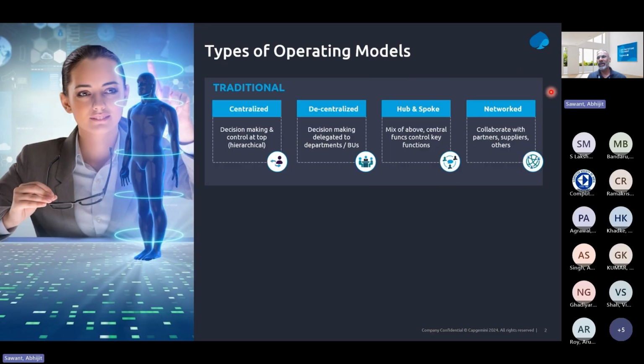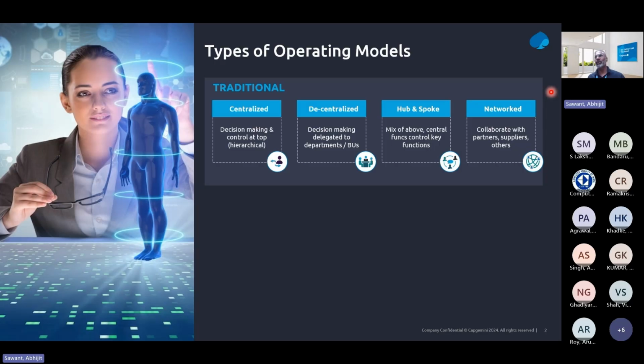And then, of course, the network model is something which you would see, which is common in all the three: centralized, decentralized, as well as hub and spoke. What it means is you are largely interacting with a lot of partners, suppliers, vendors out of the ecosystem. Naturally, most of the organizations have huge dependencies on these players. But then, companies like Uber or Airbnb solely depend on this collaboration with their partners. They can't survive. It's only with their partners or the suppliers or the customers that they grow.